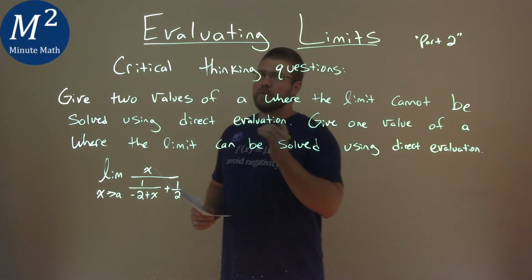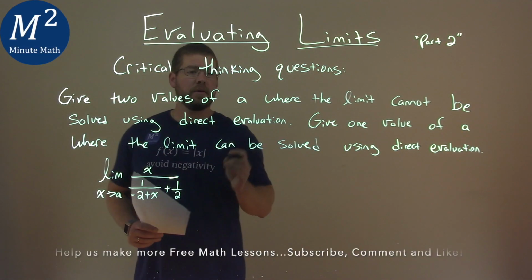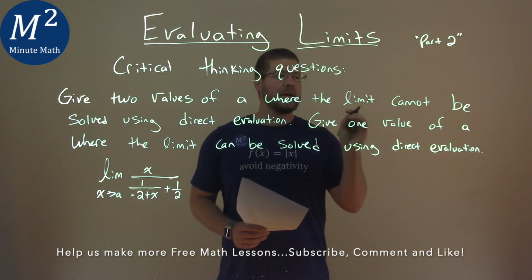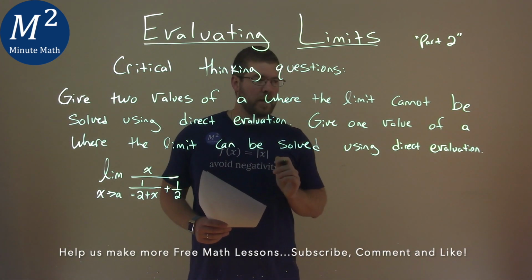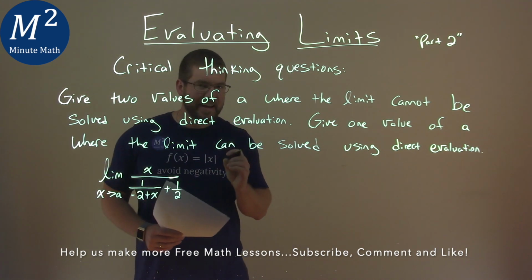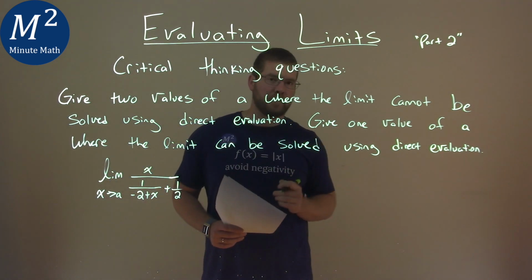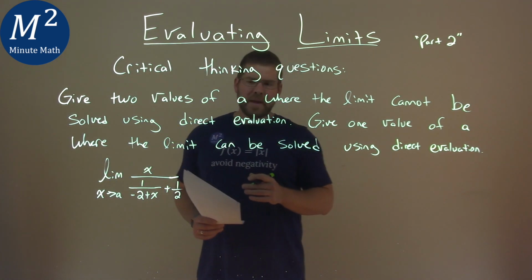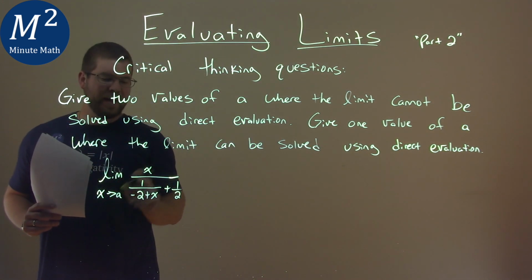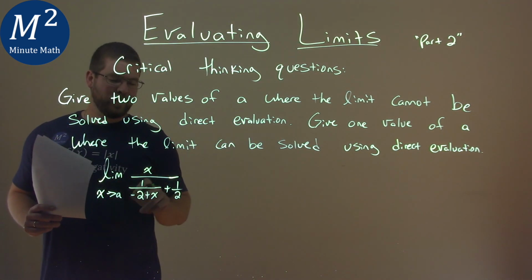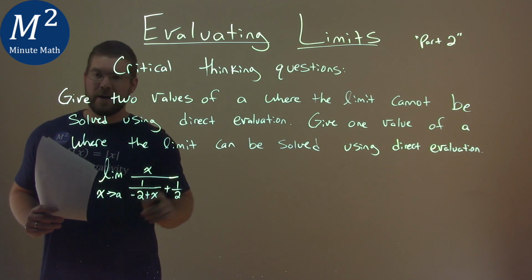We're given this critical thinking question. Give two values of a where the limit cannot be solved using direct evaluation. Give one value of a where the limit can be solved using direct evaluation. Well, the main thing I'm looking here, when we're given the function limit as x approaches a of 1 over -2 plus x plus 1/2.